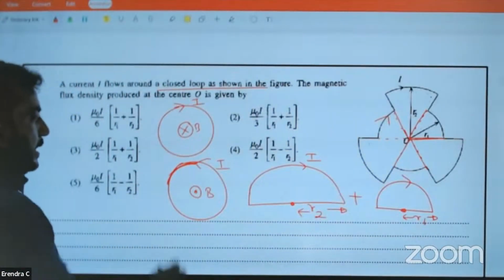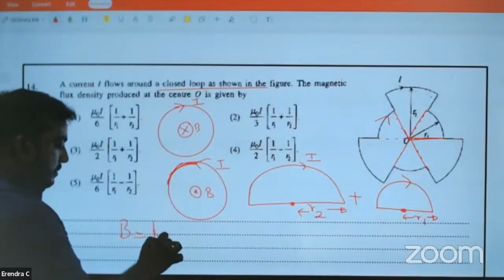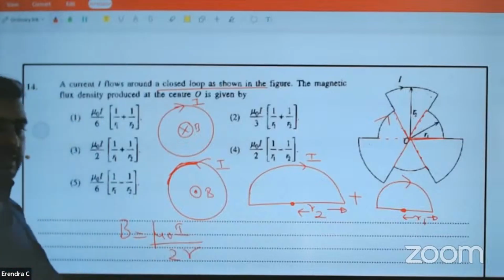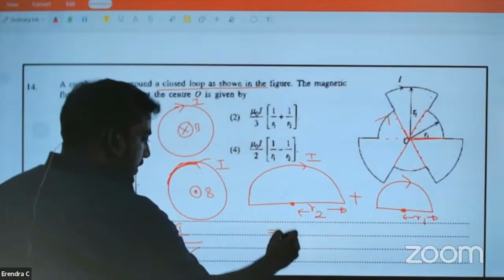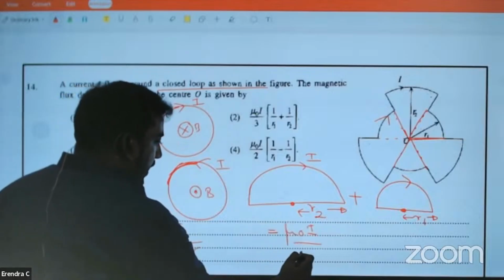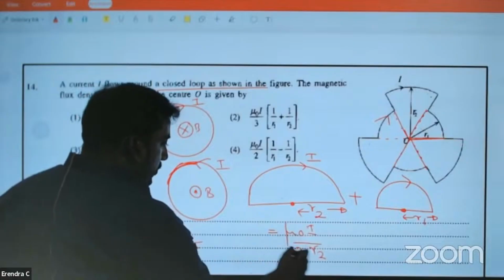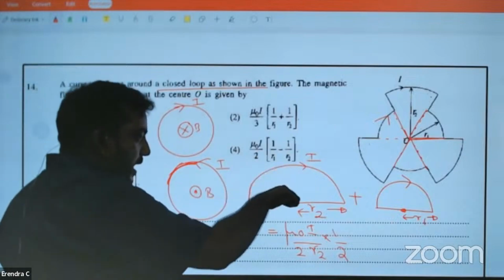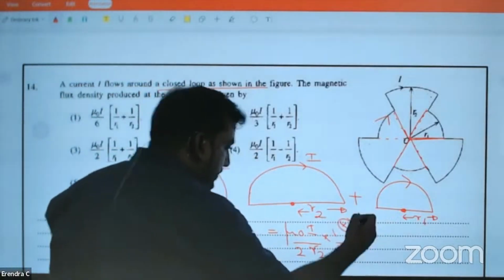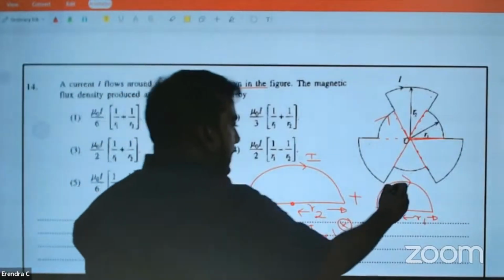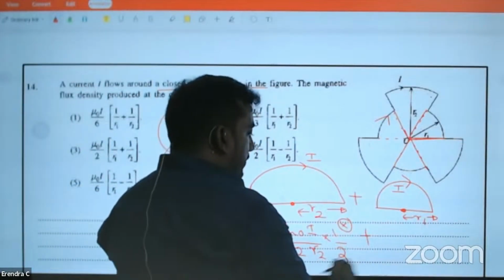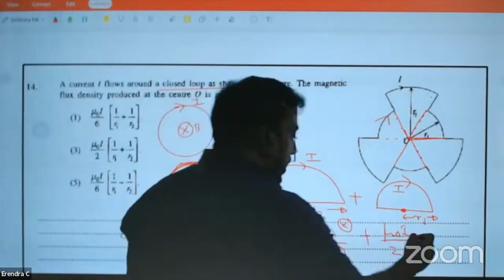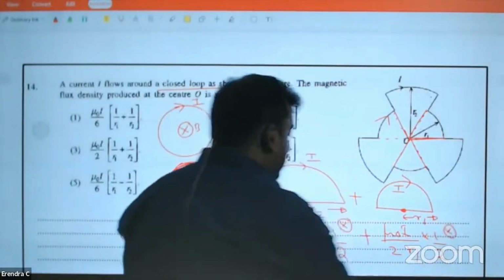Full circle, magnetic field at the center is mu naught I divided by 2R, 2 times the radius. Half a circle means mu naught I divided by 2 times R2, full circle into half. Here clockwise current means field is inverse, plus. Here current is I, again field is inverse. Mu naught I divided by 2R1 is the full circle. Here you have half a circle, and that is also inverse.